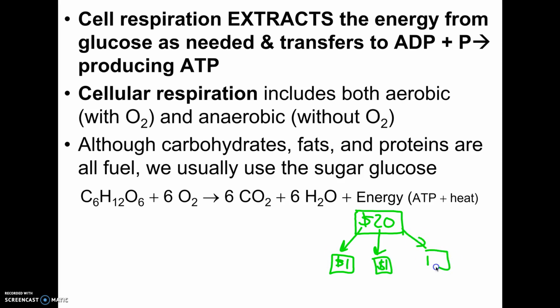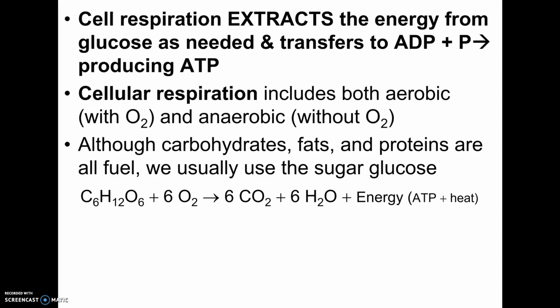And what cell respiration is going to do is break the glucose back down into carbon dioxide and water, and extract the energy, and it's going to make ATP. And ATP is sort of like these little dollars, these little energy packets that can run a whole bunch of reactions. So we've made change for our bulky glucose molecule.